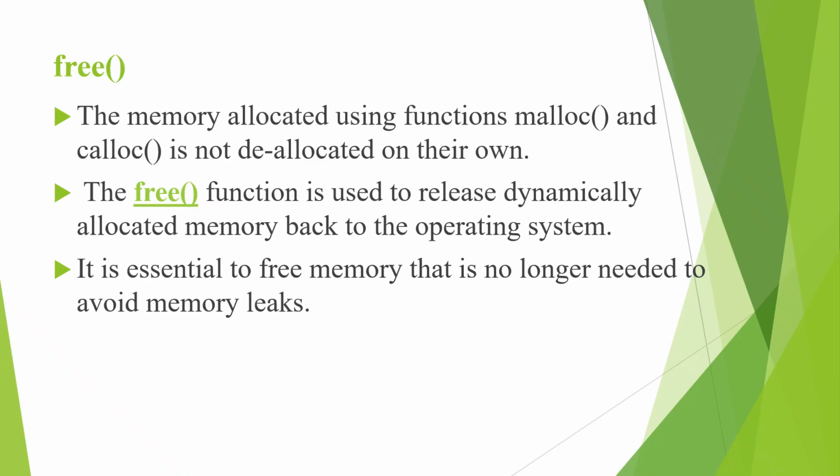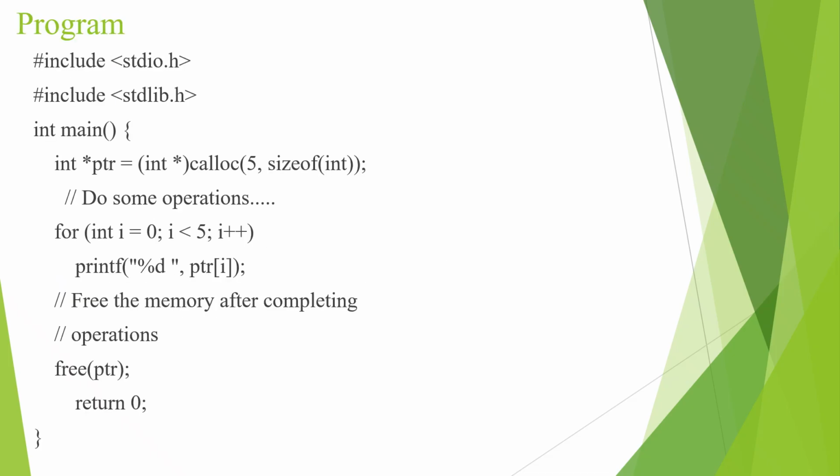Next, we have the function free. Let us discuss the free function. The memory allocated using malloc or calloc, that is memory allocation or contiguous allocation, is not automatically released. If you don't release unused memory, it leads to memory leaks. A memory leak means occupied memory remains reserved unnecessarily. To avoid this, we have the free function. The syntax of the free function is free(ptr). This releases memory back to the operating system.